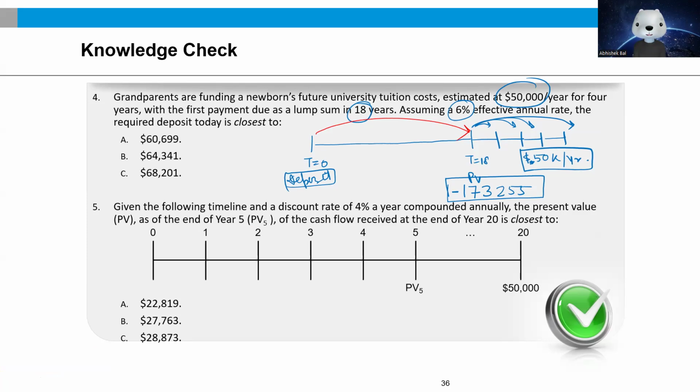So we press CPT and then we press PV, and the PV gives you a value of negative 6698.81 something, which is roughly 6699. So this is the amount that the grandparents must deposit in some savings instrument that yields around 6% for the next 18 years in order to fund the tuition for the grandchild.